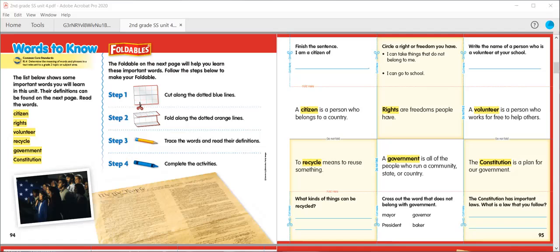Your next word is recycle. To recycle means to reuse something. What kind of things can be recycled? So think about something that you use over and over again, and list one or two things down on the lines below.